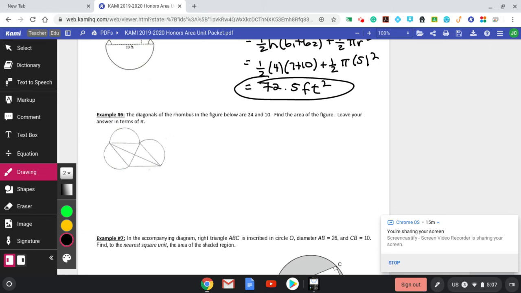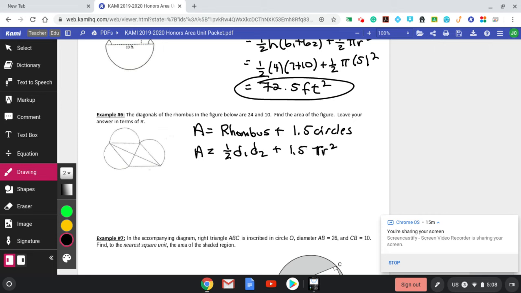Okay, now we got a rhombus and 3 half circles, huh? All right, so find the area of the entire figure. So it's going to be equal to the rhombus plus 1.5 circles, right? So the area, if I break out the formulas, 1/2 d1 d2 plus 1/2 times area of a circle, pi r squared. All right, so here we go. I'll do this full one here with you.